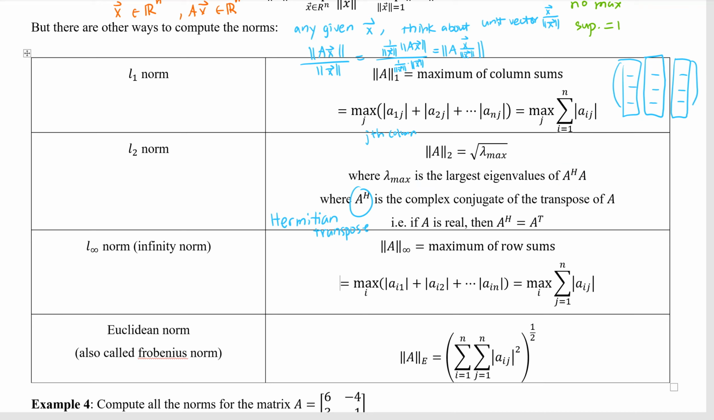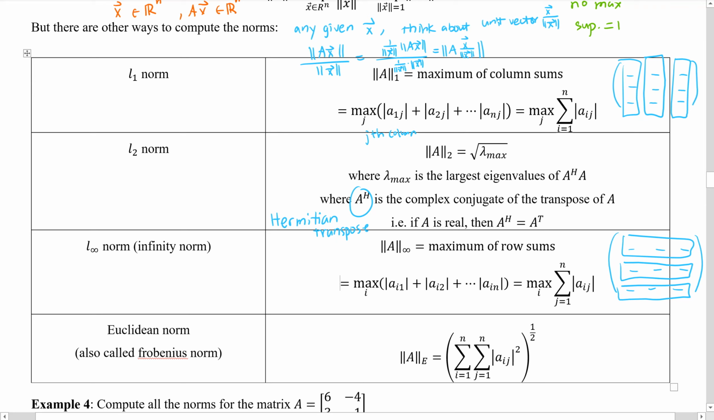Okay. And we have the L infinity norm. It's very easy to get confused between the L1 norm and the L infinity norm. So L infinity norm is the maximum of the row sum. For each row, you add up all the absolute values of the entries together, and then you pick the largest number among those values. So L1 norm is the maximum of the column sum. L infinity norm is the maximum of the row sum. Be careful with that.